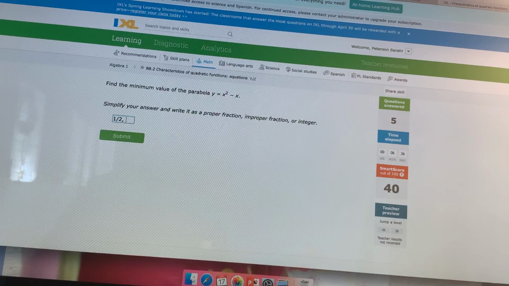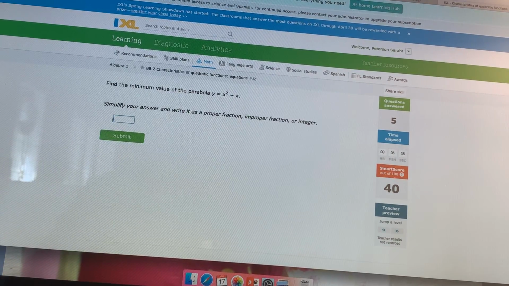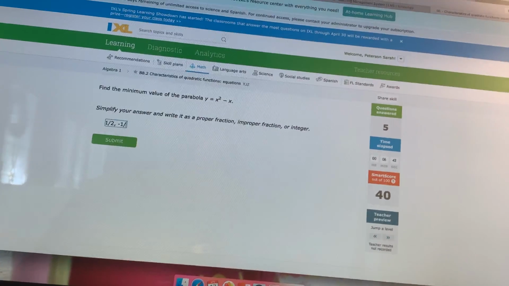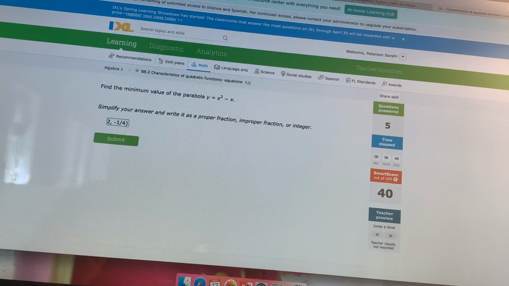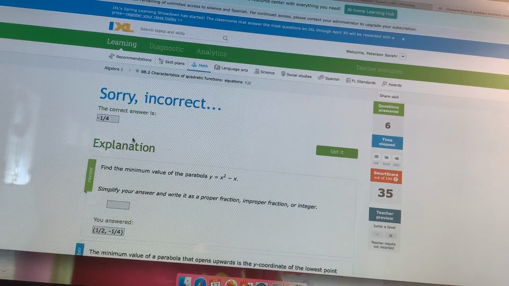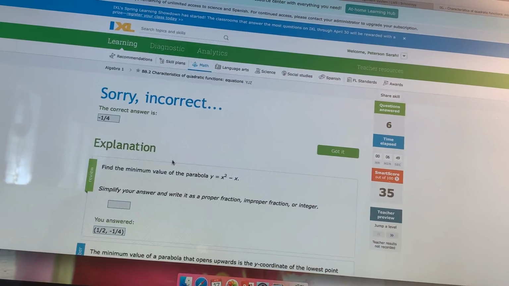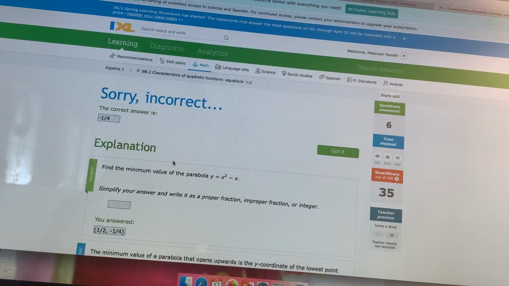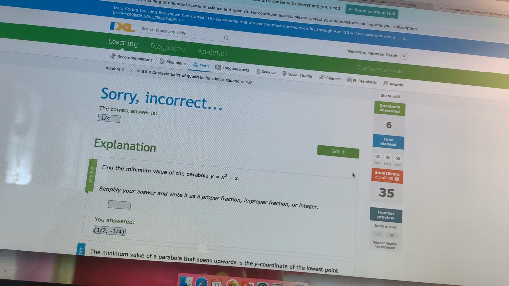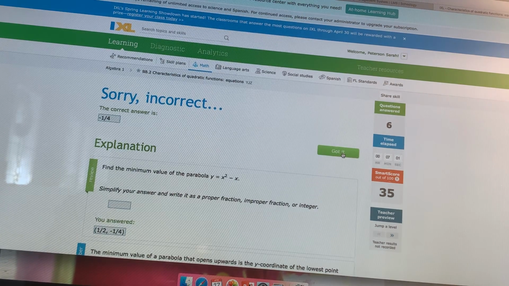I wonder if they want me to write it with parentheses. Oh my gosh. Well, this is annoying. So all they really wanted from me was the y value on that. They didn't want my x. They only wanted the y.